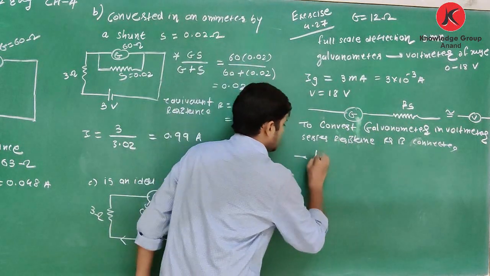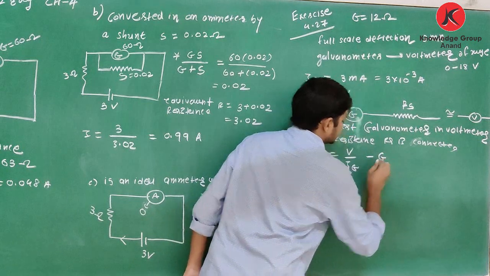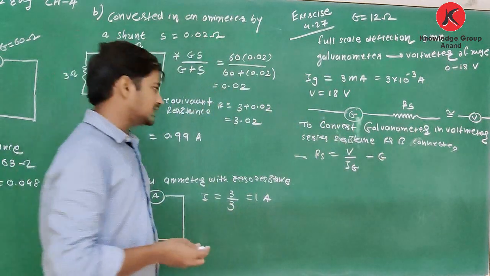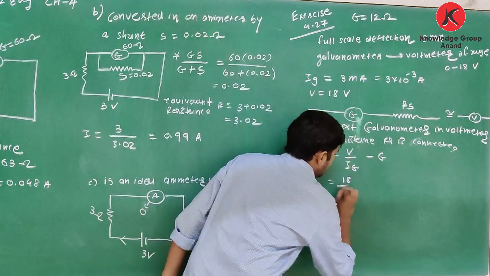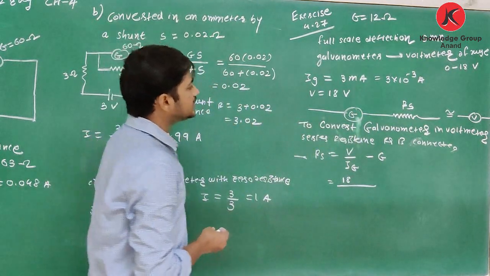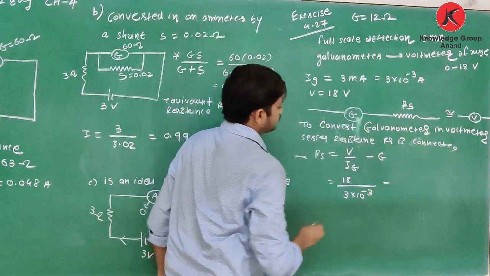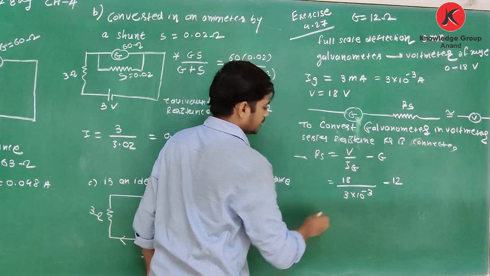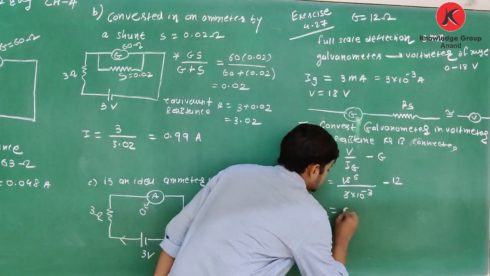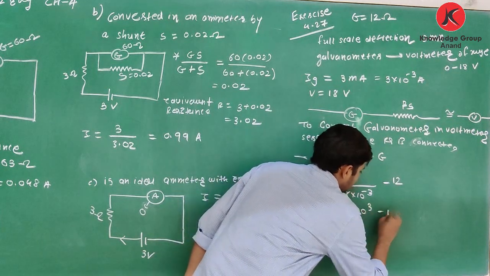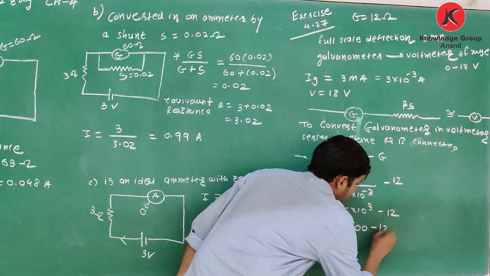We know its equation: RS is equal to V upon Ig minus G. What is the maximum value of V? It is 18, divided by the value of Ig, which is 3 into 10 raised to minus 3. And what is the value of G? It is 12. So 18 divided by 3 into 10 to the minus 3 is 6 into 10 raised to 3, minus 12. So here it is 6000 minus 12.